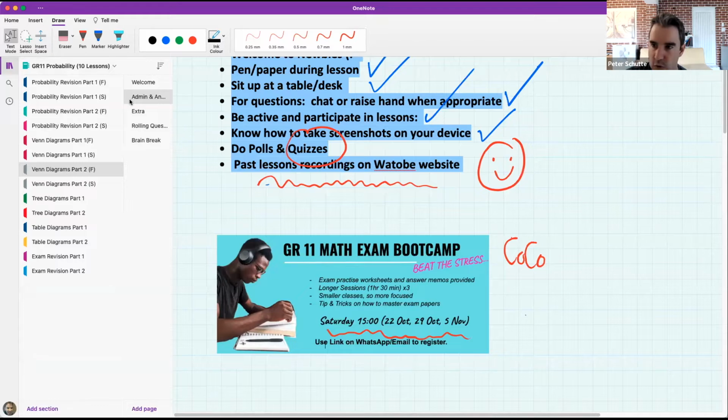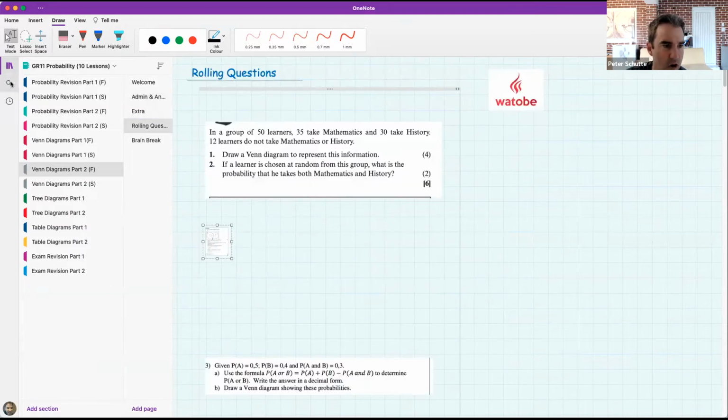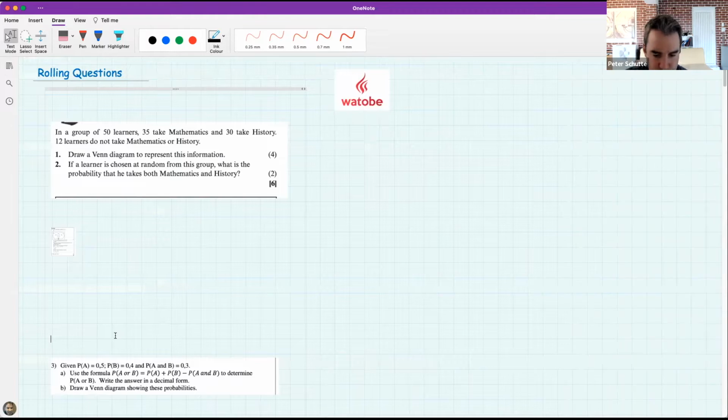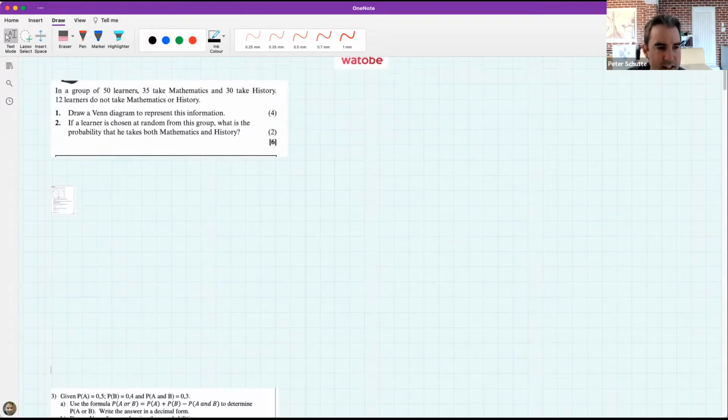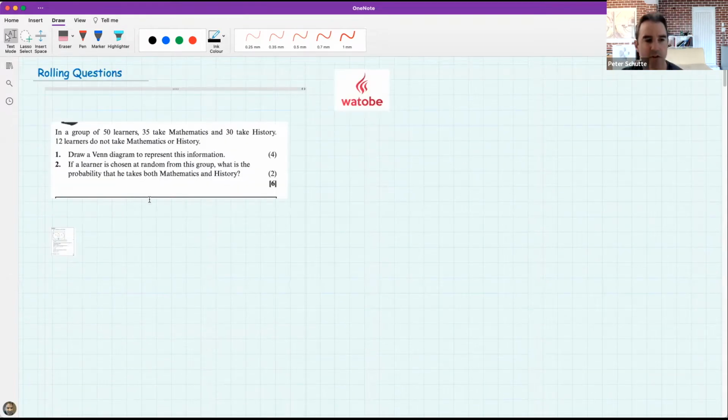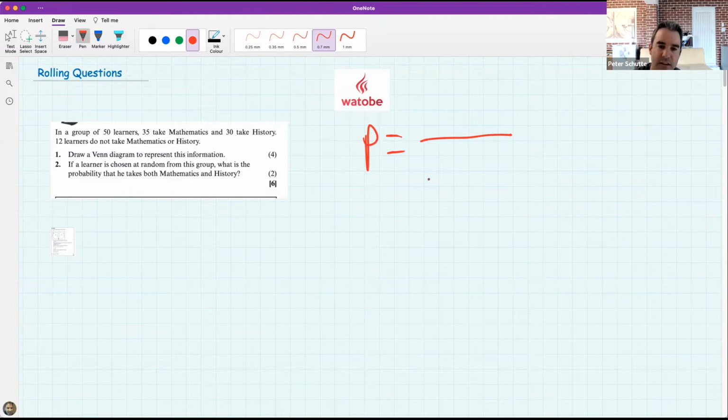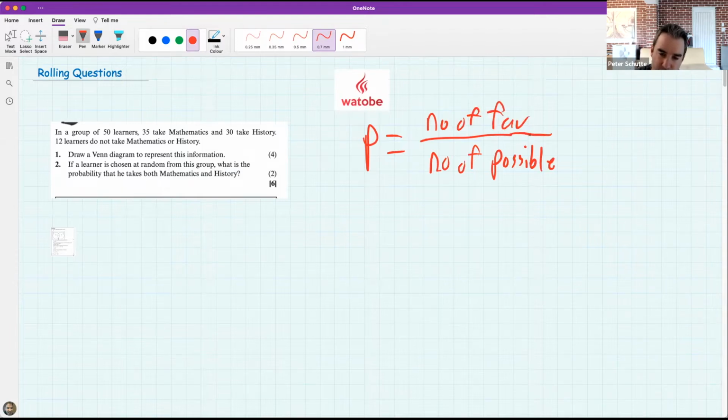So what I want to do is continue on from our last lesson. Let's start with this. What have we been doing recently? We've been doing the study of probability, and the most important equation in the whole of probability is the number of possible outcomes over the number of favorable outcomes for a particular event. So that's going to keep coming.